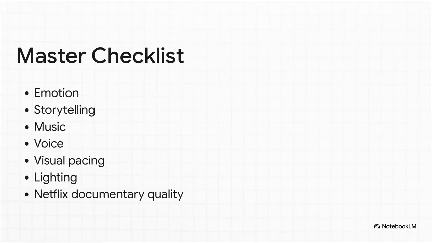So, before you finalize your next project, rapidly review this master checklist. Check your layers: emotion, storytelling, music, voice, visual pacing, lighting, and finally, does the sum of these parts equal Netflix documentary quality? You should literally keep this checklist right next to your keyboard whenever you are generating.